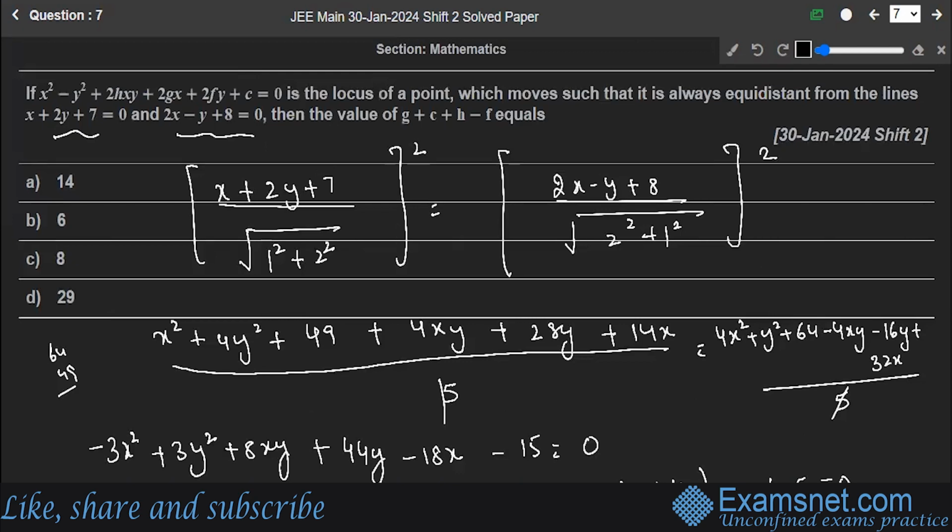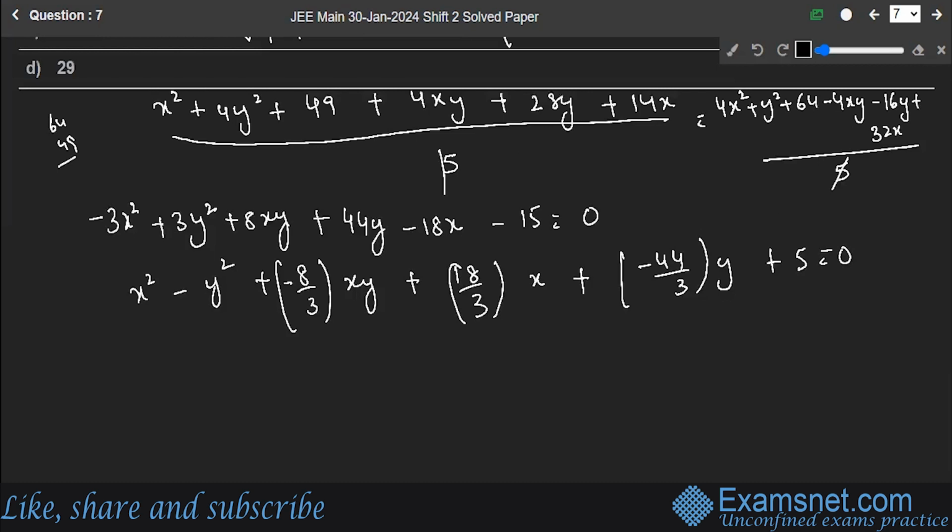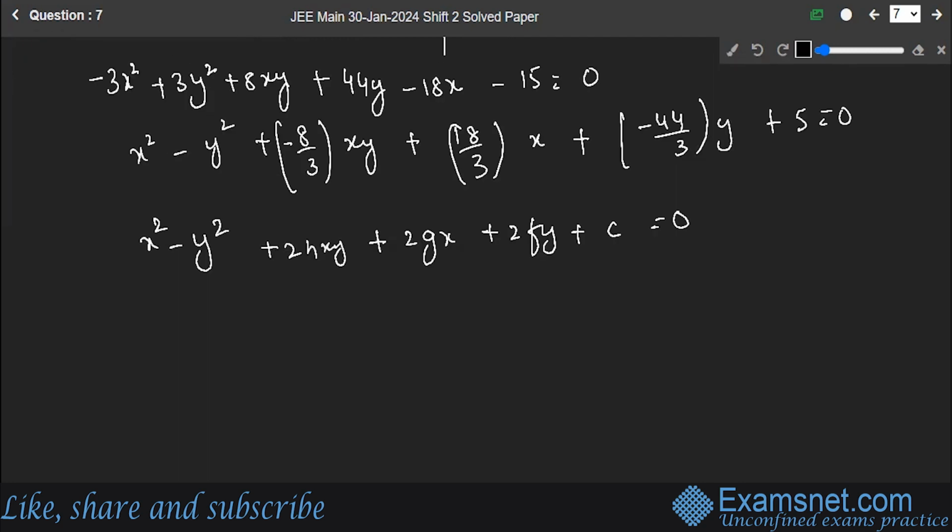Now let's see the given equation of the circle. X square minus, this is not the circle. Sorry, this is not the circle. X square minus y square is there now. This is 2hxy plus 2gx plus 2fy plus c is equal to 0. So comparing it, you have 2h is equal to minus 8 upon 3, 2g is 18 upon 3, and you have 2f as minus 44 upon 3.